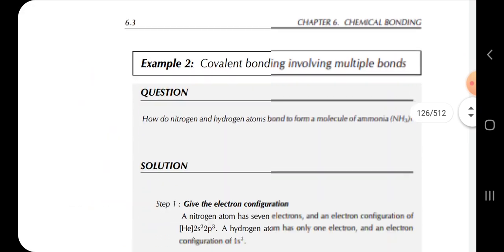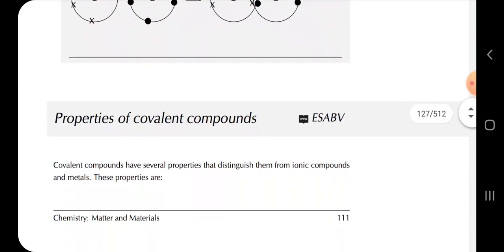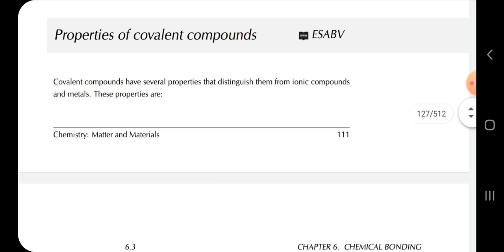And now we're going to go with properties of covalent compounds. Covalent compounds have several properties that distinguish them from ionic compounds and metals.